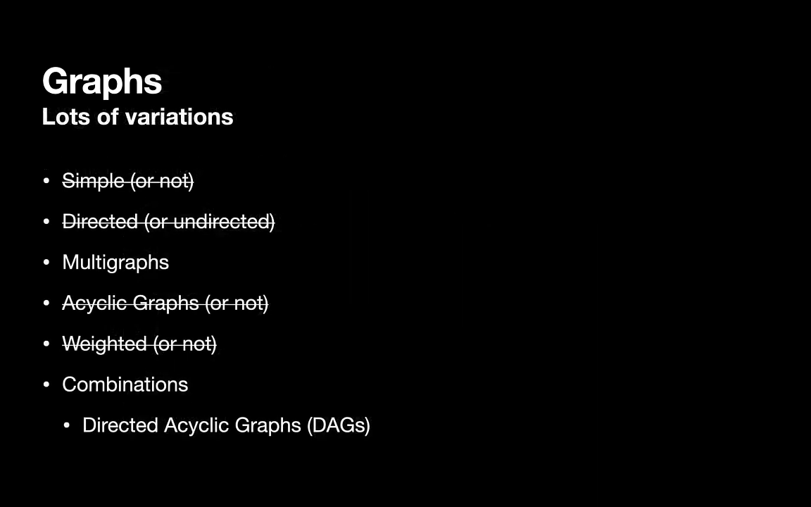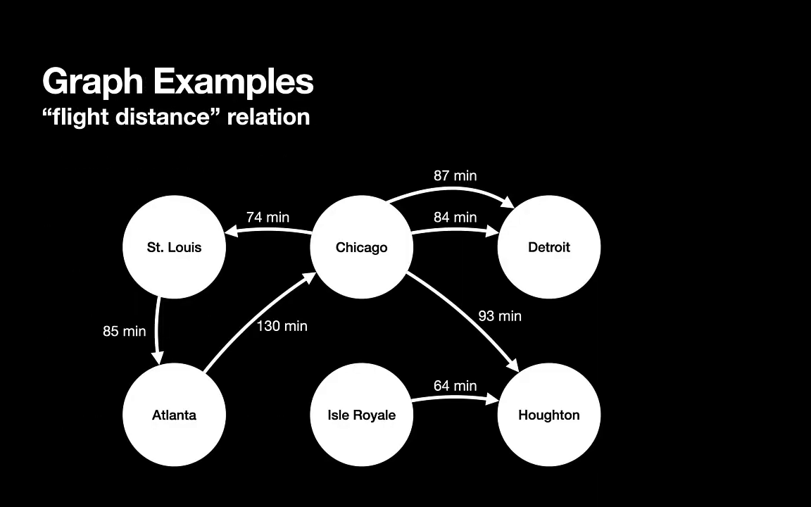Okay, so we've got one more term to cover, the concept of multigraphs. So a multigraph just has edges that in a sense are redundant. We may have two edges between the same set of vertices that go the exact same direction. So in this case, this kind of indicates that there are two flights from Chicago to Detroit, maybe on different airlines. One takes 84 minutes and the other takes 87 minutes.